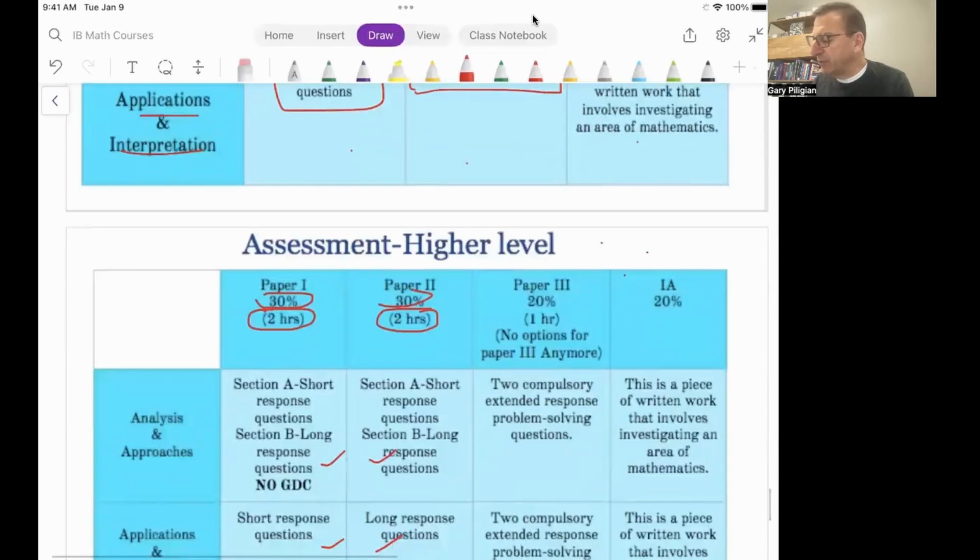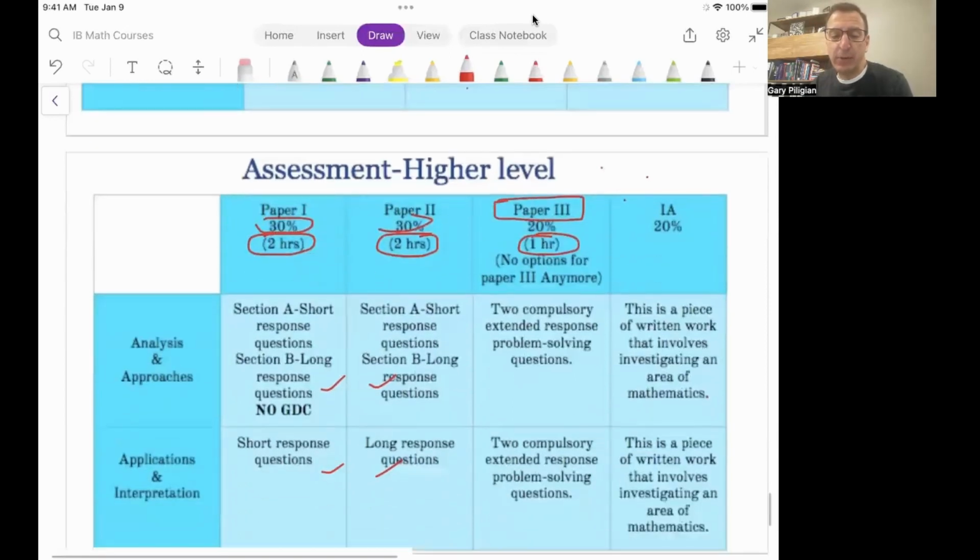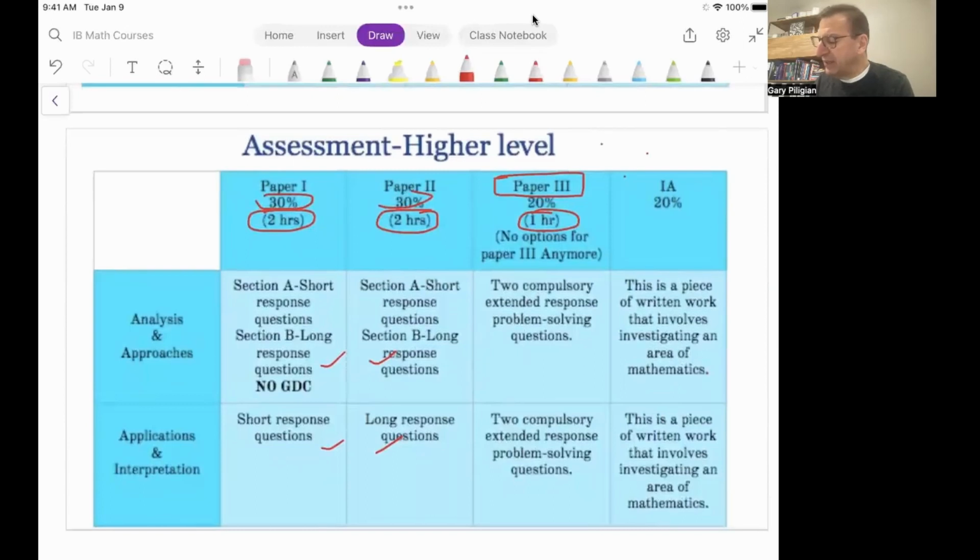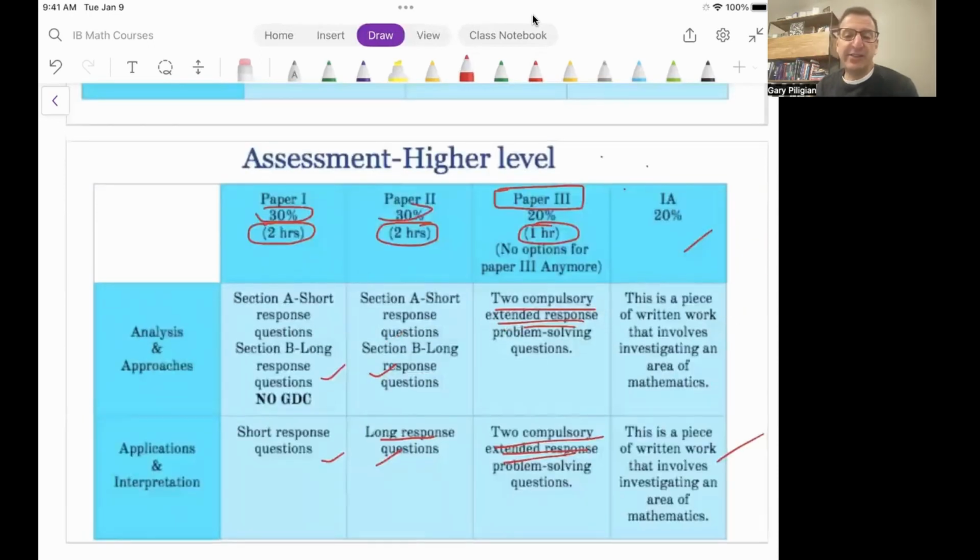So the extra 20% comes from this thing called paper three, which is a 1-hour exam. It's a calculator exam for both analysis and applications, and it's only 2 questions. Now, there are multiple parts to these questions, but these are what they call extended response, and that's even longer than long response, right? So you've got short, long, and then extended response. This tends to be a pretty challenging test, and they both still have the IA. And so that in a nutshell is what the courses are about.